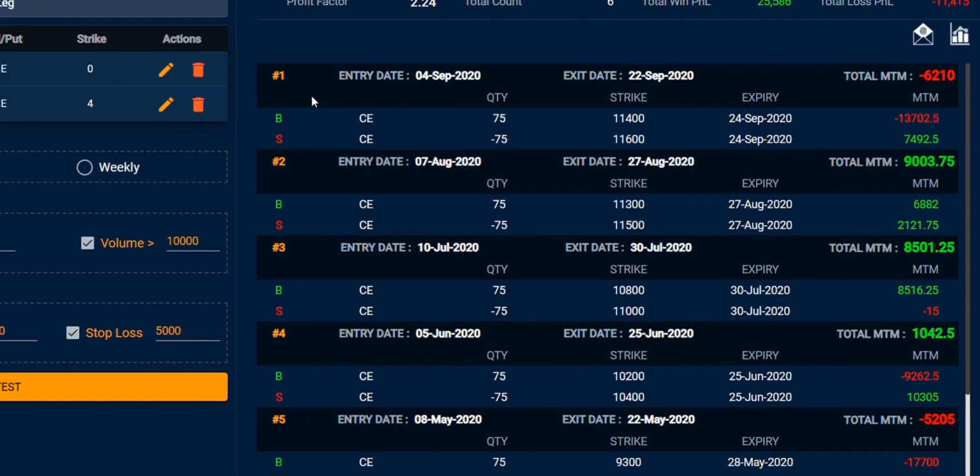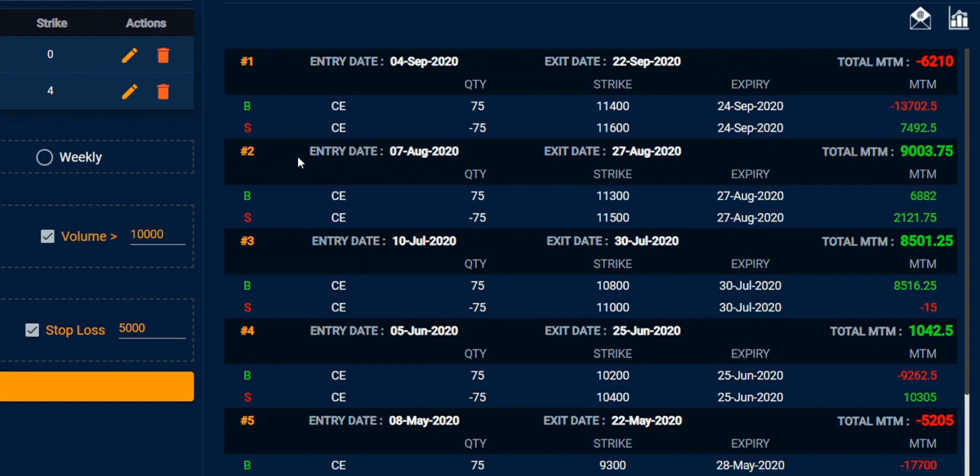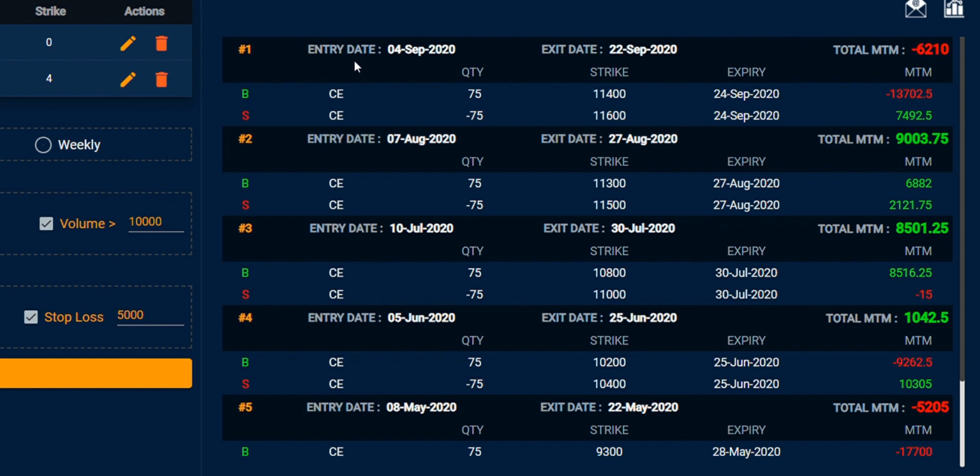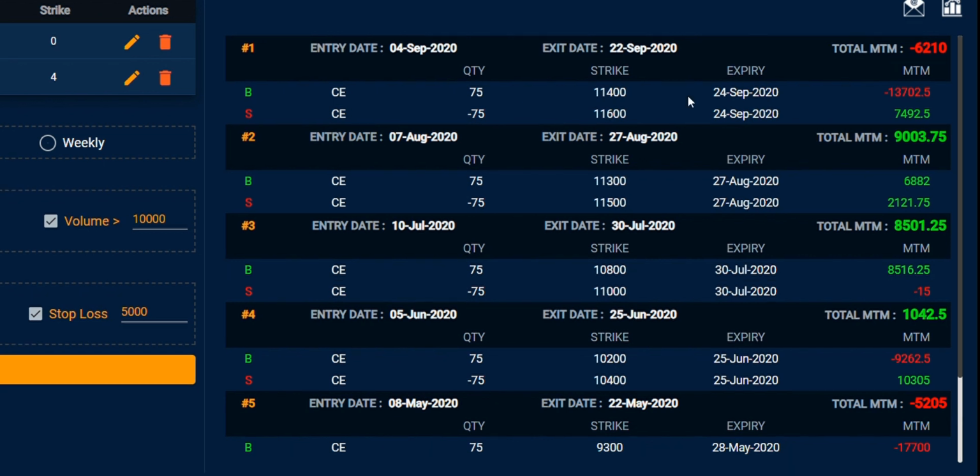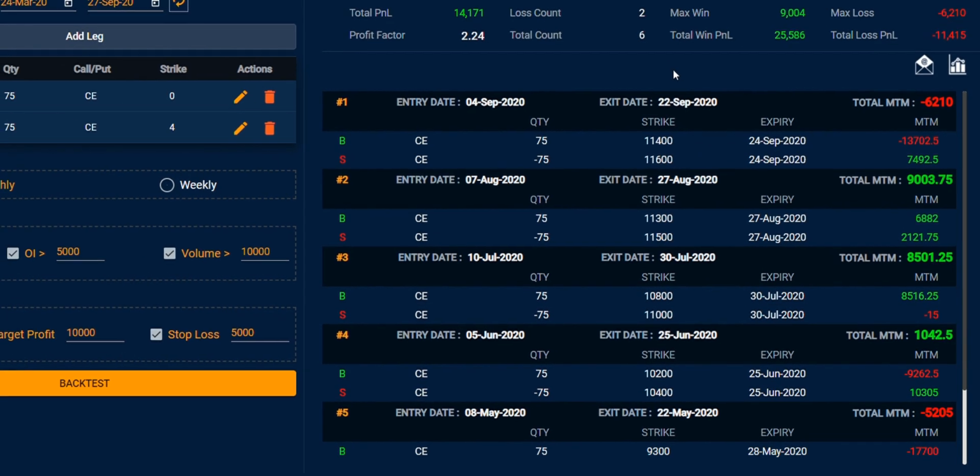Then in the table view, you have each trade, in which you have the entry date and the exit date and the total MTM from that particular month. You can see the leg-wise strike price and the profit and loss. Then you also have the option to export these strategies via mail.